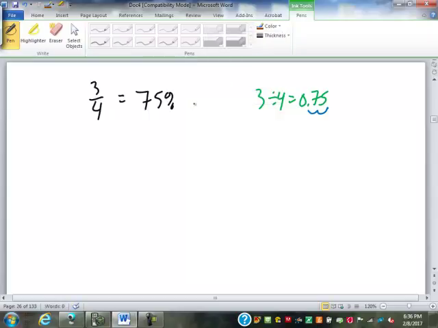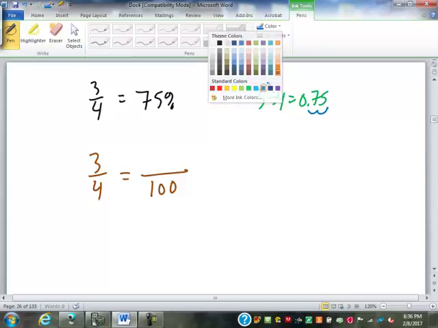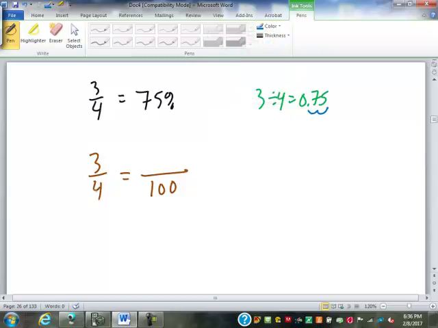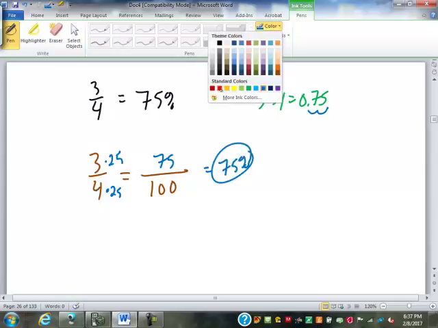That sometimes gets a little clumsy. Another way we could have looked at it is 3/4 is 3 out of 4. A percent is always out of 100. So we could look at 4 has to be multiplied by 25 to get 100. So 3 would be multiplied by 25 to get 75. So 75 out of 100, or 75%.